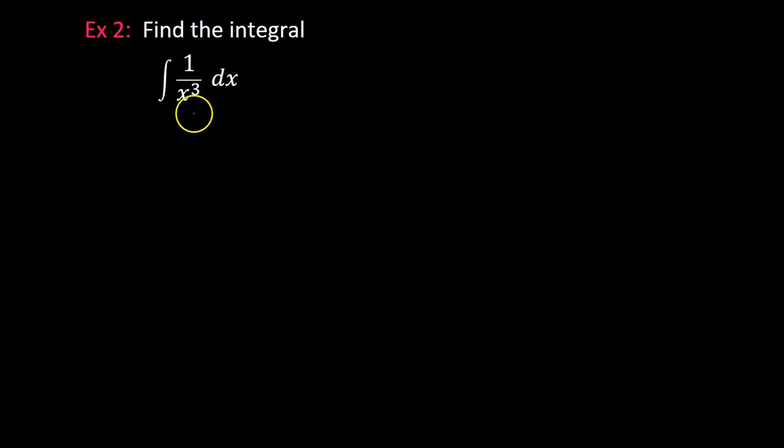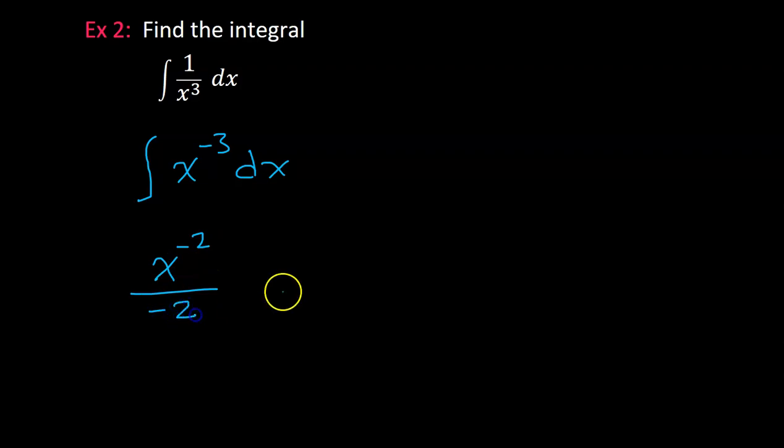All right, let's find the integral of 1 over x to the third power dx. First, let's rewrite this. 1 over x to the third power would be the same thing as x to the negative 3 power. So in this form, we can easily apply the power rule. We will increase the exponent by 1, so we will add 1. This will become x to the negative 2 power. And then you divide by that new power. So this will be x to the negative 2 power divided by negative 2.